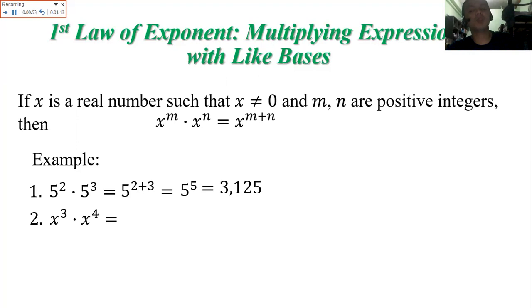Next, x cubed times x raised to 4. Again, parehas yung base, add the exponents. x raised to 3 plus 4, that is equal to x raised to 7.